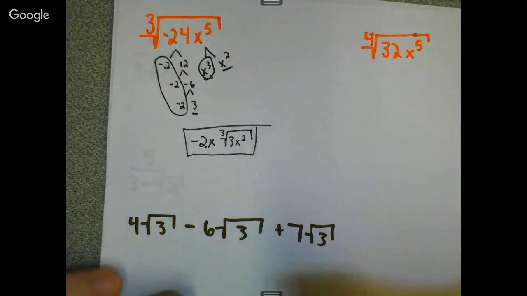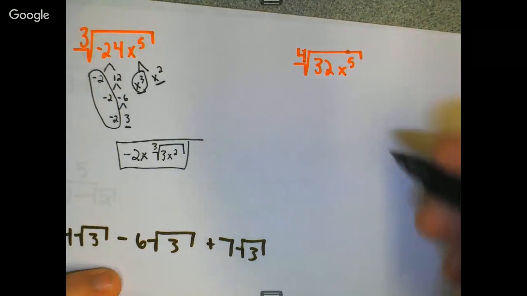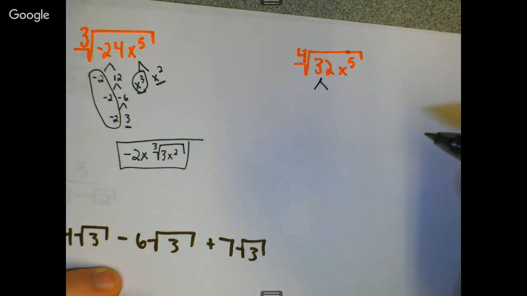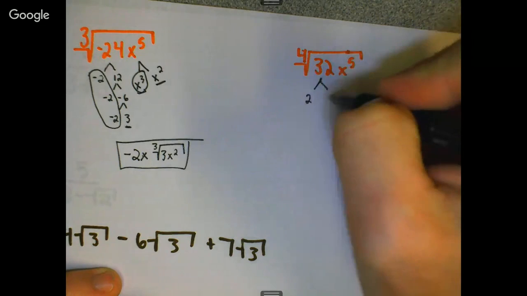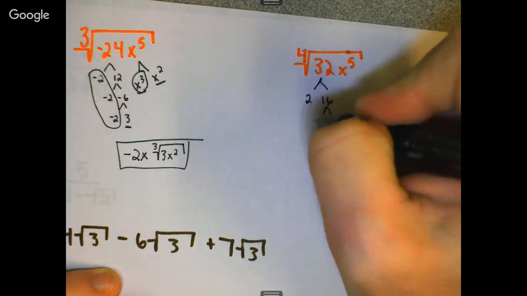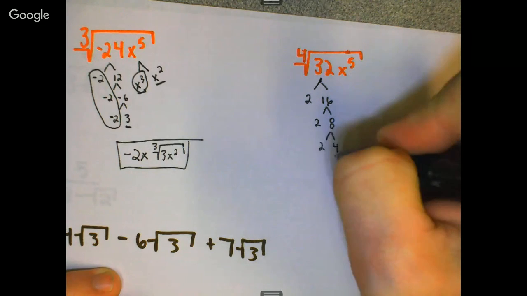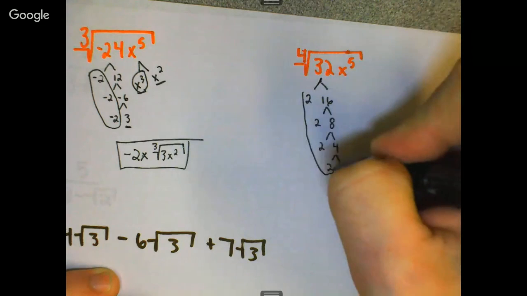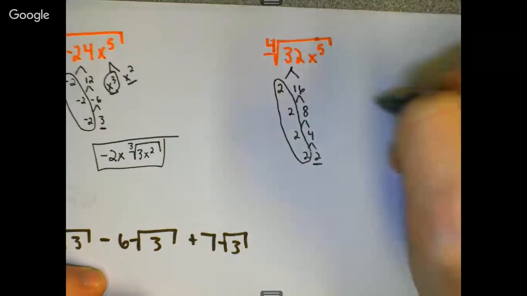And we're finished. Okay, with an index of 4, that's telling you you need 4 groups before you bring something out. So if I break down 32, that's 2 and 16. That's 2 and 8. That's 2 and 4. And that's 2 and 2. So we will circle our group of 4. Underline the remaining.